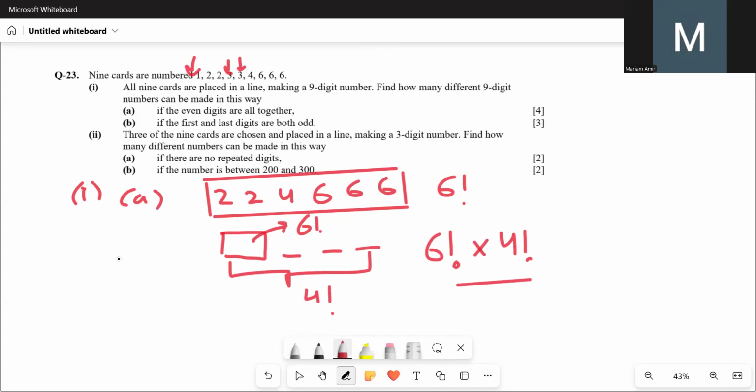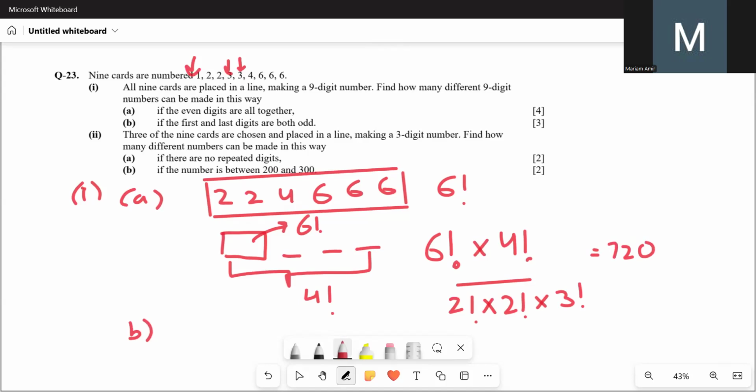However, there are repetitions in this question, which is we have 2 and 2 twice, so we write a 2 factorial, times we have 3 and 3 twice, so another 2 factorial. Then we have 6, 6, and 6, so that's going to be a 3 factorial. So the final answer would be 720.